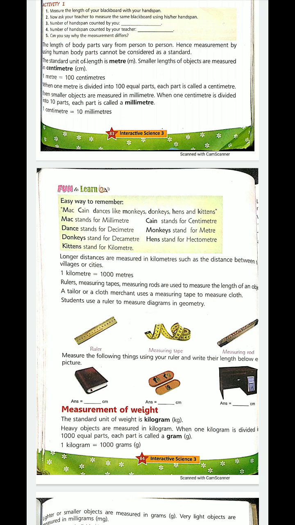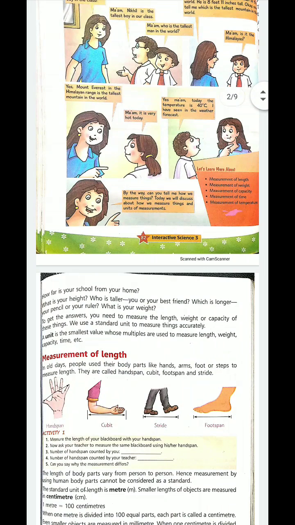Okay. Now in the next class, today we have learned what the standard unit of measurement is, that is meter. Then longer distance is measured in kilometer, short in meter, smaller than meter in centimeter, and smallest in millimeter. Along with that, we also learned that in earlier time, there was no fixed unit of measurement. So people used to use their body parts for measurements: hand for handspan, elbow till hand for cubit, foot for footspan, and steps for stride.